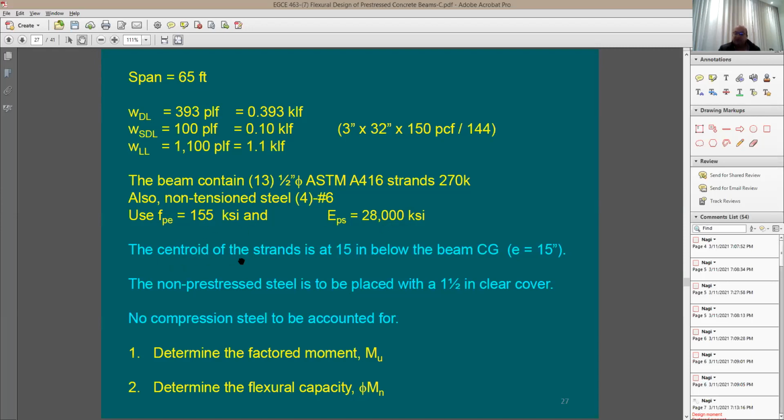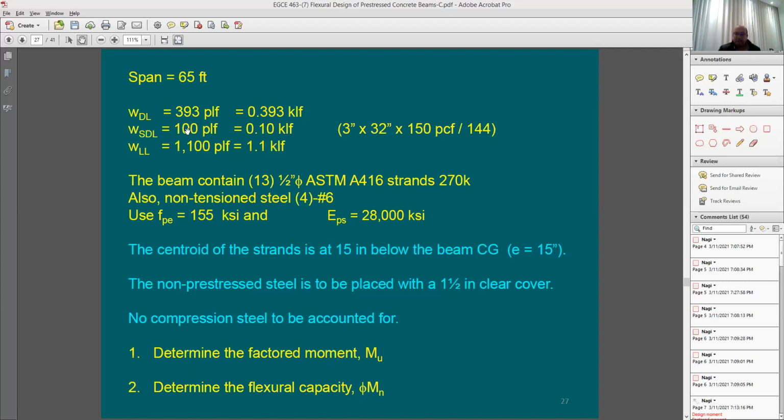The centroid of the strands is at 15 inches below the beam CG. So, okay, I understand that. And the non-pre-stressed steel is going to be at 1.5-inch clear, from the bottom. It doesn't say from the bottom, but I know where this non-pre-stressed steel is going to be located. And then it says here you don't have any compression steel on the top, so don't do As prime. They ask you first to do the factored moment Mu and then do PMAP, which means complete design now of the beam.